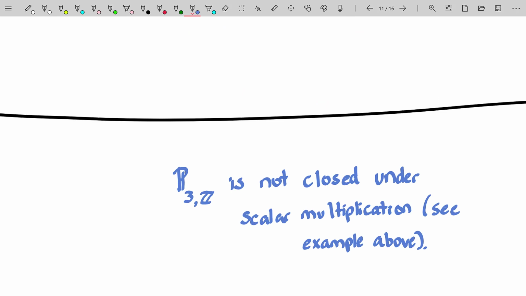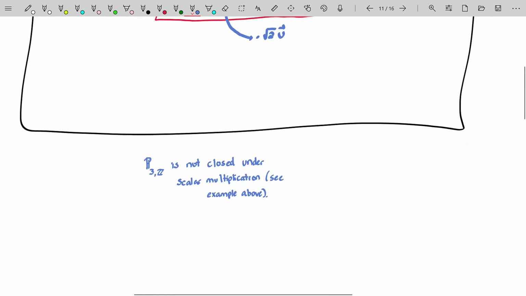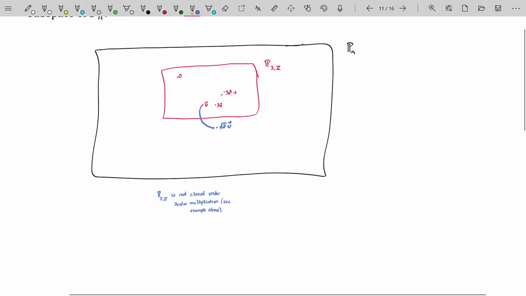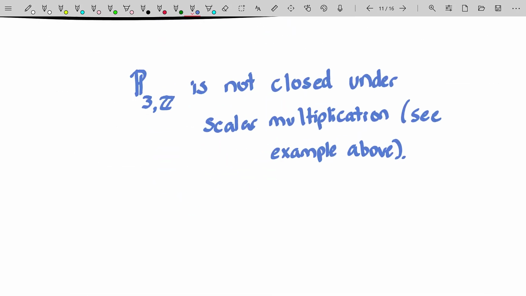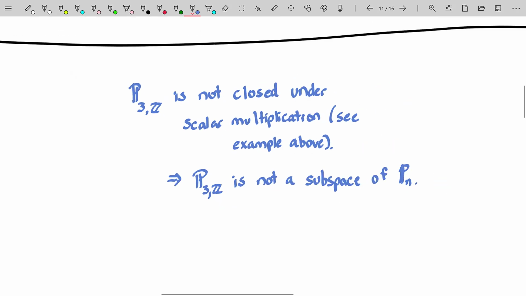When you write this down, let's say during a homework or an exam or something like that, make sure you justify your statement. You can't just say it's not closed under scalar multiplication without providing a counterexample. You have to provide a good counterexample. So I provided one up above. Root 2 times u is definitely not within P sub 3,Z. So therefore, P sub 3,Z is not closed under scalar multiplication. Hence, P sub 3,Z is not a subspace of P sub n. That's kind of the final statement. You definitely want to state that for your reader.